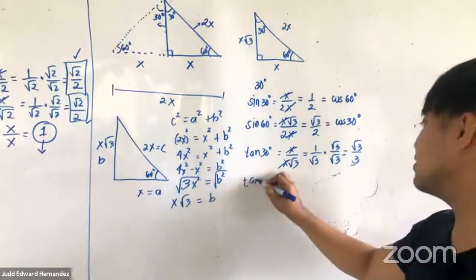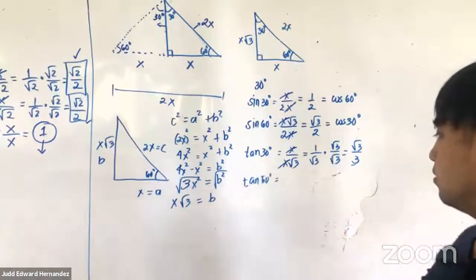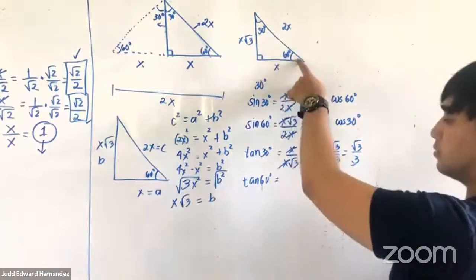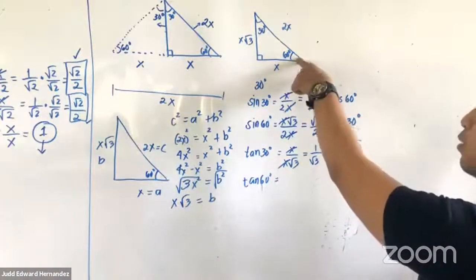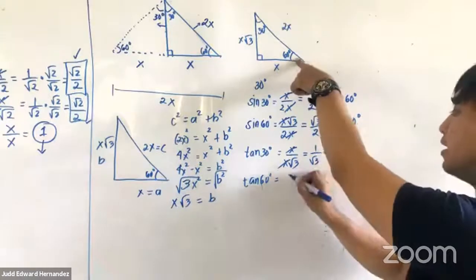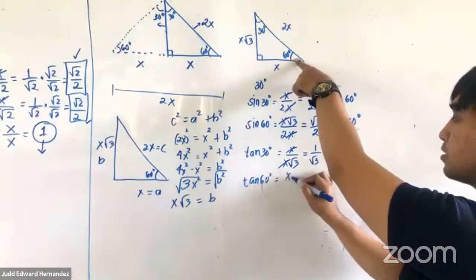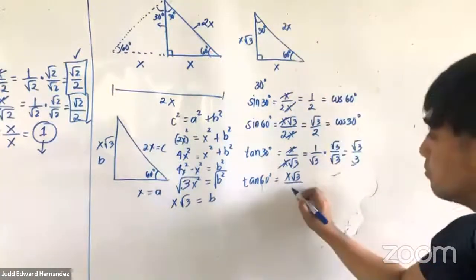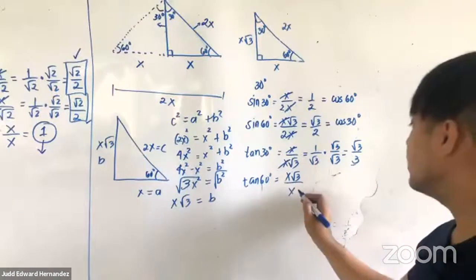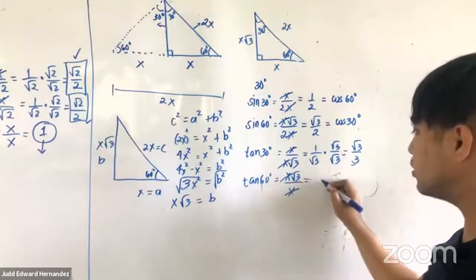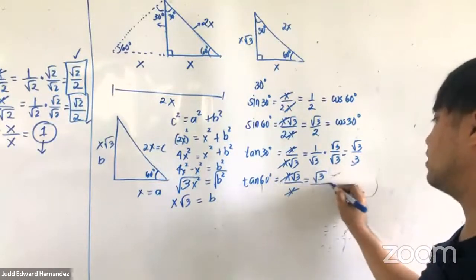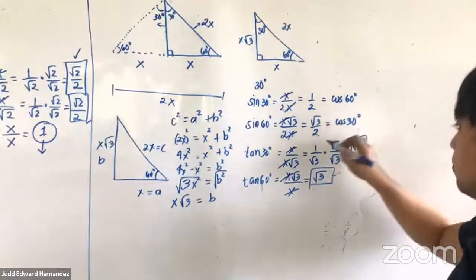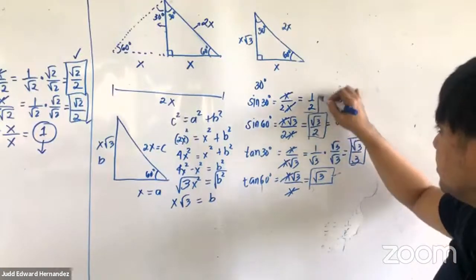How about for tangent 60 degrees? Okay. Tangent 60 degrees. Punta kay 60. Tangent is TOA. What is the opposite side? That is x square root of 3 over. What is the adjacent side? X. Cancel. Therefore, what is tangent 60 degrees? Square root of 3. Paki-check nga po sa calculator. What is tangent 60 degrees?